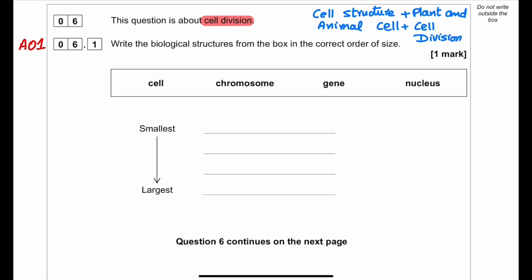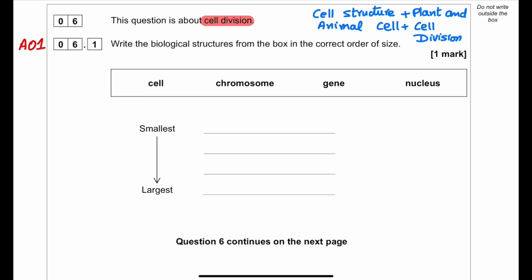Question number 6. The question is about cell division. 6.1 is an A1 question. Write the biological structure from the box in the correct order of the size. This question is from cell structure, plant and animal cell, and cell division.